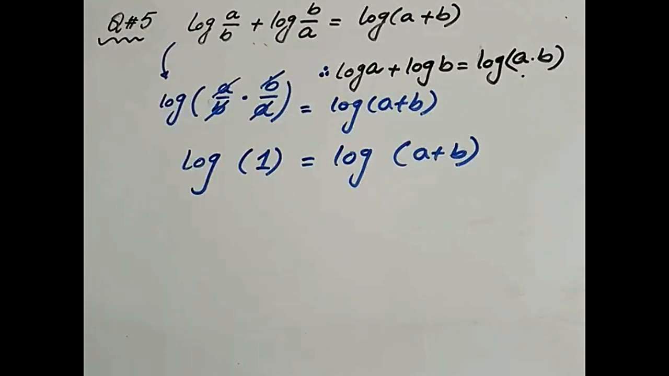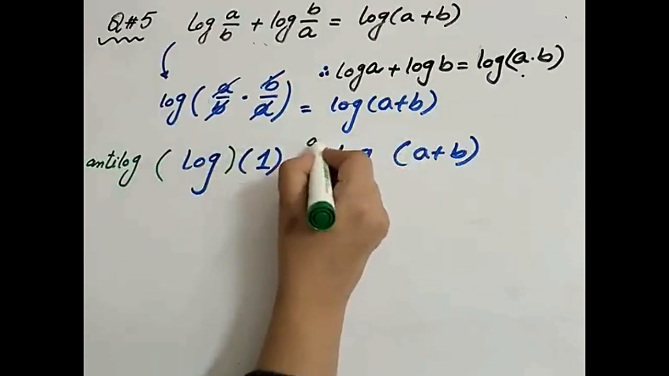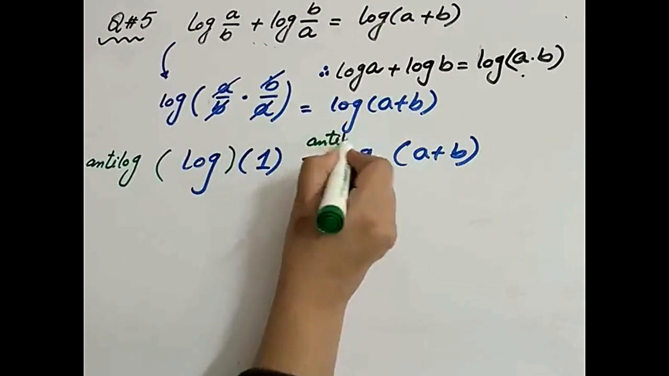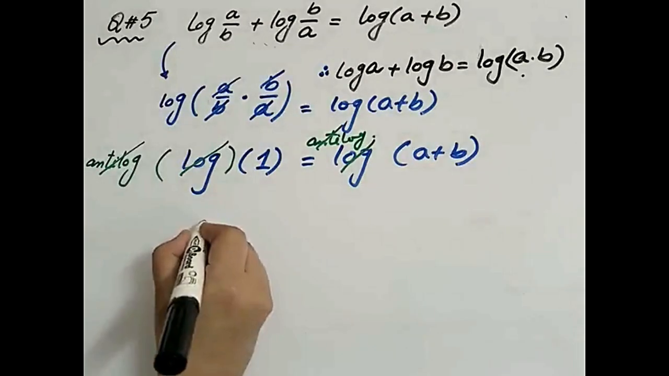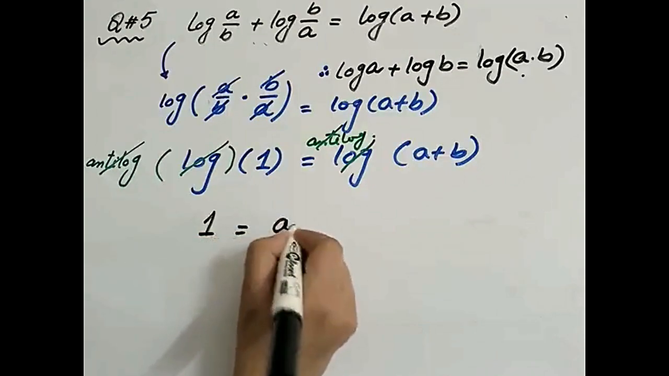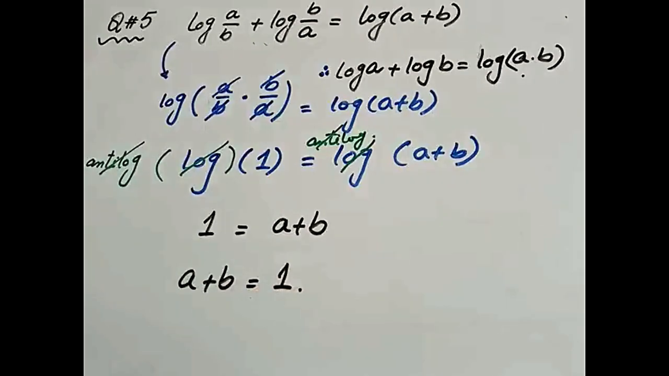Now we have to find out the value of a plus b. So we have to take anti-log on both sides of the equation. Anti-log and log are inverses of each other, so it will cancel log. Hence a plus b is equal to 1. So the option a plus b is equal to 1 is the correct one.